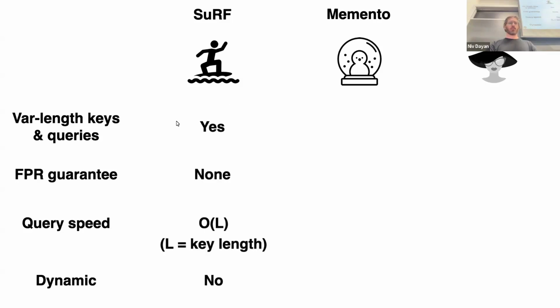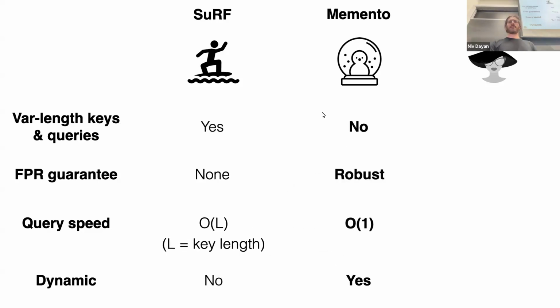So we begin with SURF, and SURF does allow you to support variable length keys and queries. However, it doesn't actually provide you with much of a false positive rate guarantee at all. We're going to see why. It might be good for some cases, but it's hard to argue that it's good for any workload or even for common workloads. We'll see that the query speed here is not constant time, but dependent on the length of the keys. And it's not dynamic.